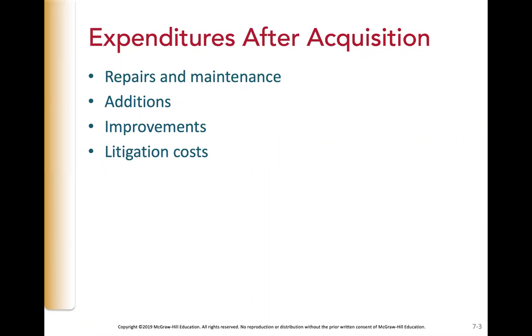We need to decide whether to capitalize the expenditure as an asset or expense the expenditure and have it show as an expense on the income statement. We capitalize an expenditure as an asset if it increases the future benefits of the company. We expense an expenditure if it benefits only the current period. So I want to look at these a little bit more closely.